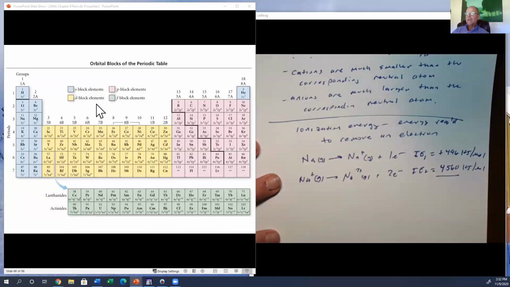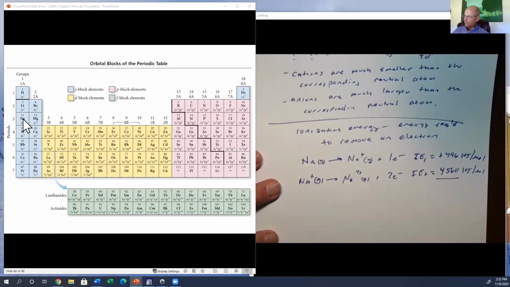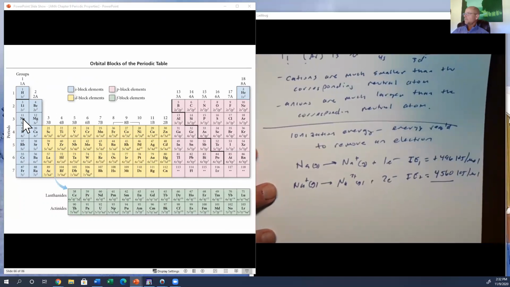Exactly right. When you remove the first electron from sodium, you're removing that valence electron, which is further away from the nucleus. When you remove the second electron, you've got to remove a core electron, which is closer to the nucleus, and now that atom has a positive charge. Ionization energy is the energy required to remove an electron.